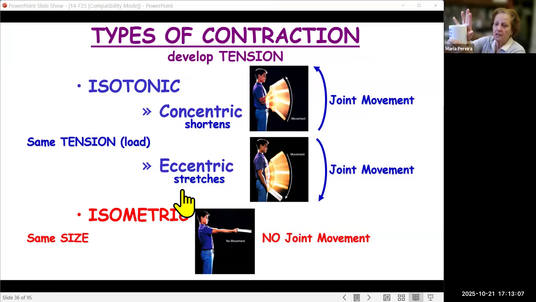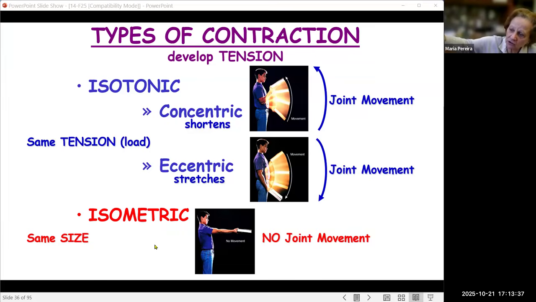Now let's say I have the cup or a wall and I'm pushing it and pushing it in a way that the size of the muscle doesn't change, because this is immovable, and I'm pushing against it. The muscle size does not change, but the tension does. I'm increasing the force applied to the cup. So this is an isometric contraction.